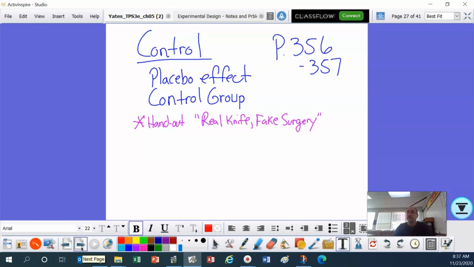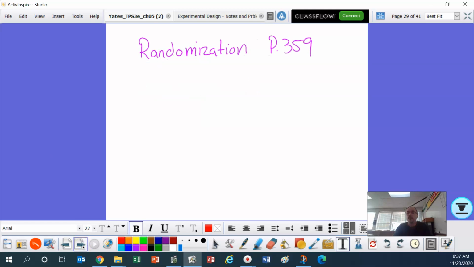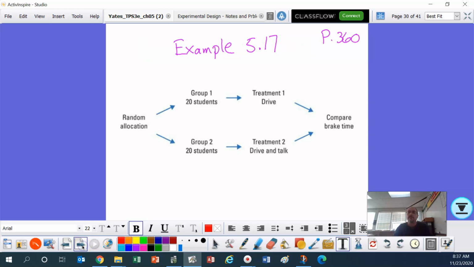Okay, page 356, 357 talks about control, the placebo effect, real knife fake surgery, placebo effect, okay, and having control groups. Replication, again, read that, page 358, see example 516. Randomization, see page 359. Okay, this is dealing with example 517. It's showing how to set up.